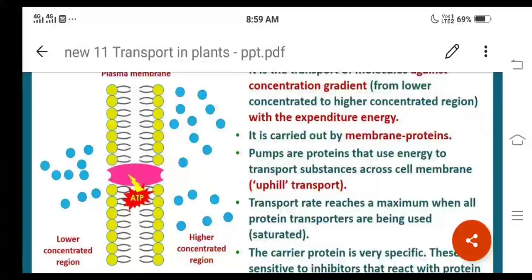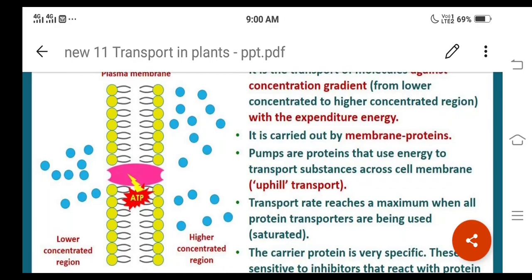During this process, the ATP molecule will be there. It is nothing but adenosine triphosphate. Here this ATP undergoes hydrolysis and breaks its bonds. The bond between the adenosine and phosphate will be broken, and the energy will be released. It means the bond energy will be released here, and it helps in the movement of the substance from lower concentration to higher concentration.